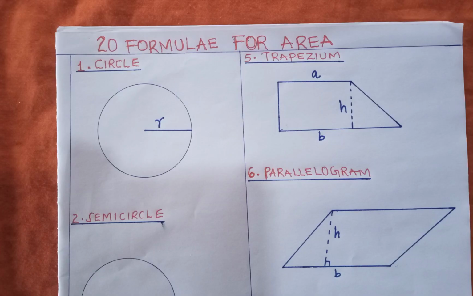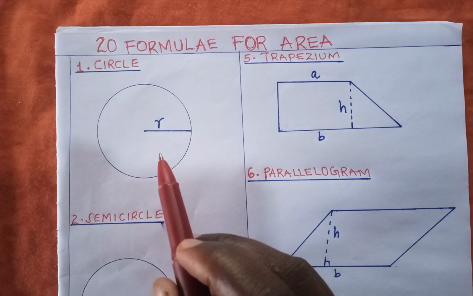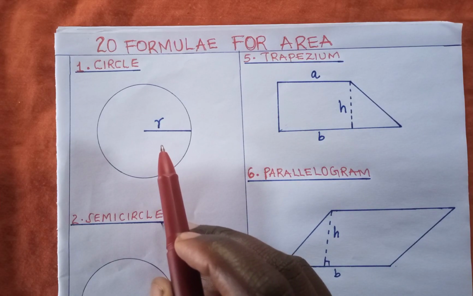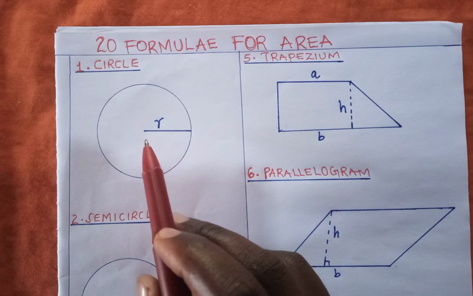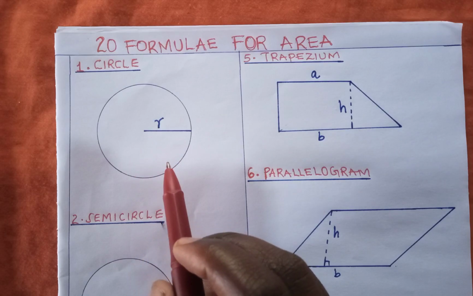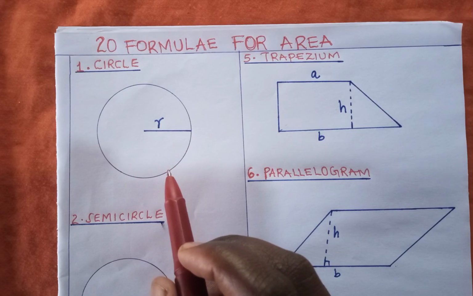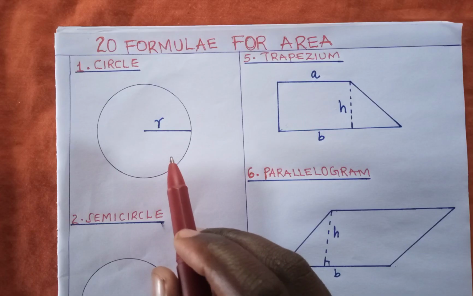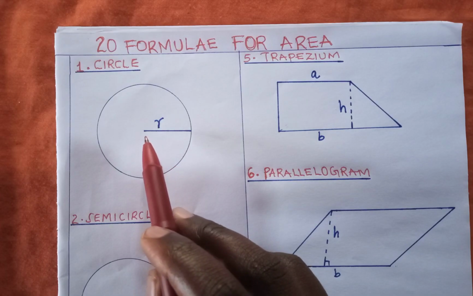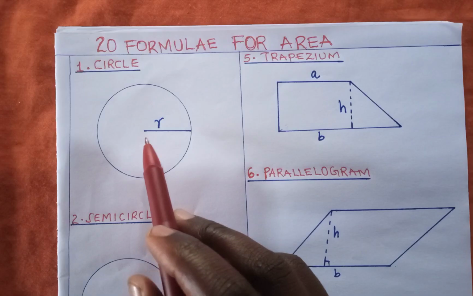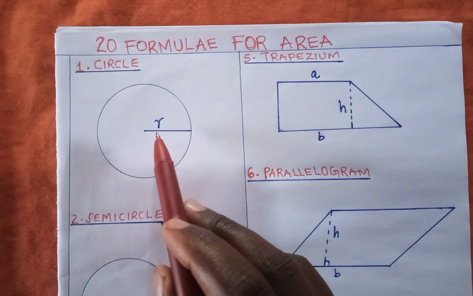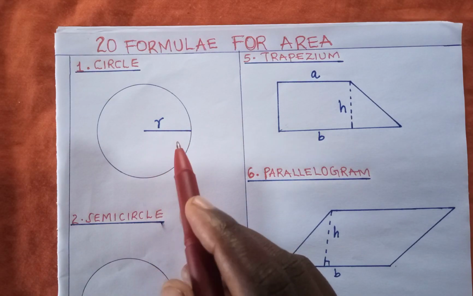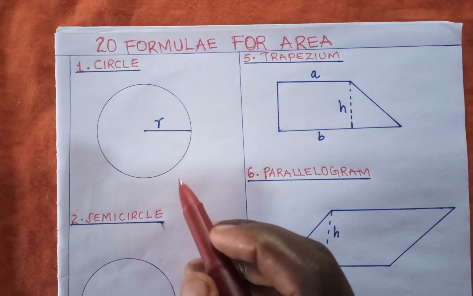Now, the first figure that we are going to consider is the circle. So the circle is before us, and if you can look very well, we have got R. This R stands for the radius, and of course, this is the circle. Remember, we are interested in the area of this circle. So in your exam, you'll be given a number to represent R. So mine is just to give you a formula.